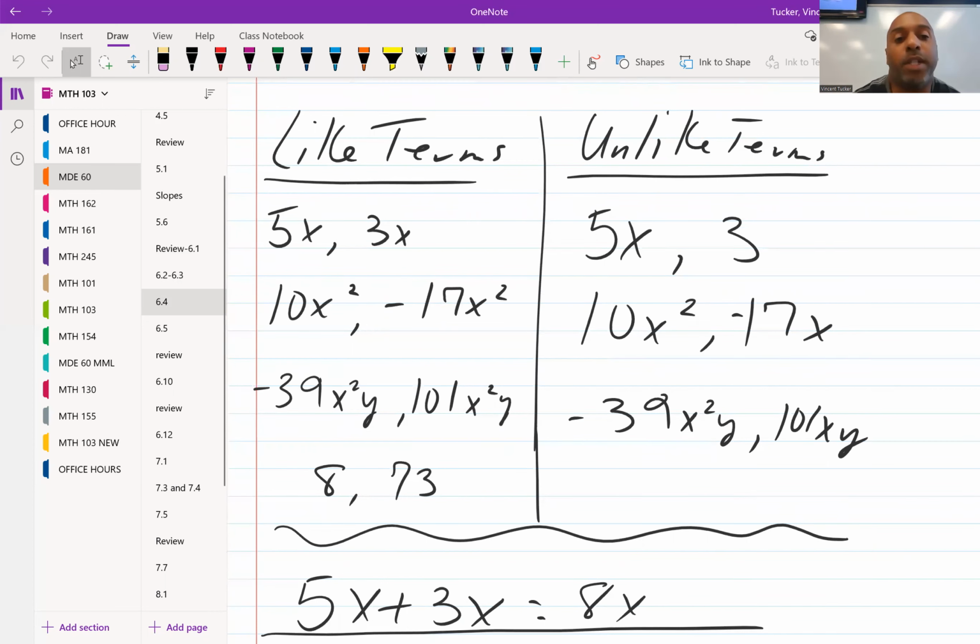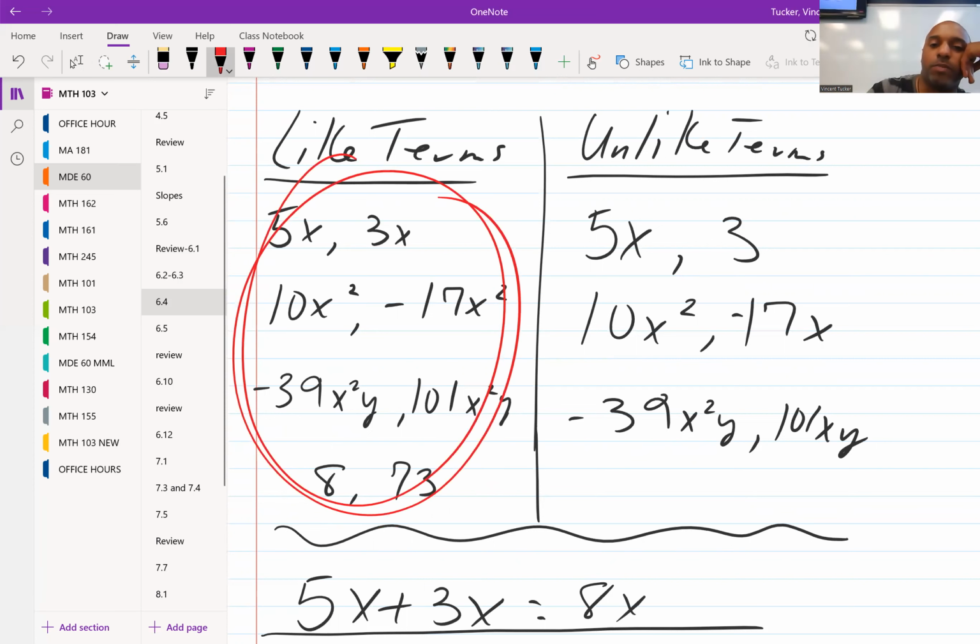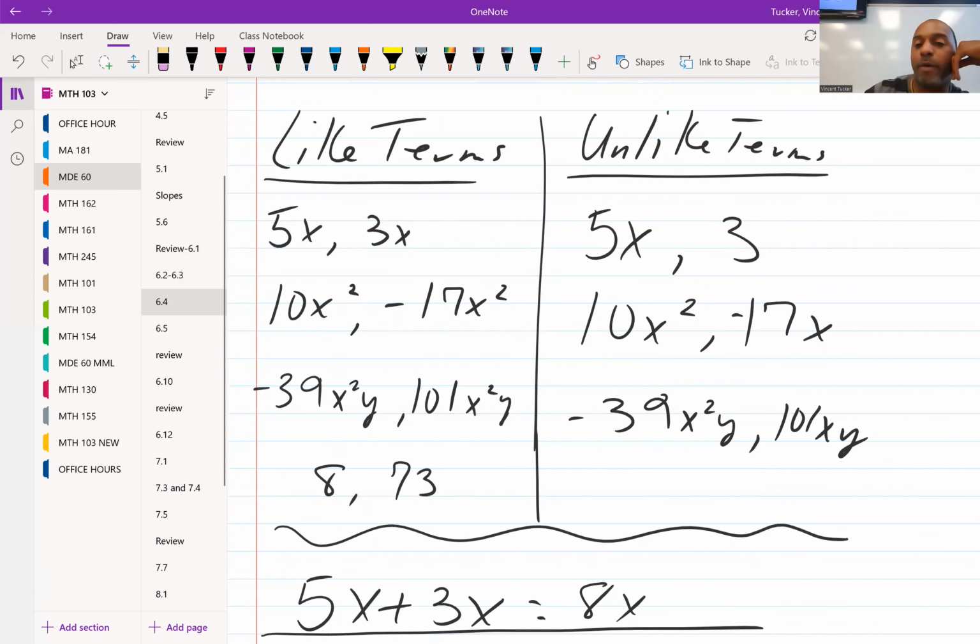So like terms, here we have 5x, 3x, negative 10x squared, negative 17x squared, negative 39x squared y, 101x squared y. And even regular numbers without any variables at all are considered like terms. Those numbers you normally add together anyway, but those are like terms. These are all examples of like terms. If anything's different with the variables, with the exponents, or anything attached to your numbers, they are considered unlike, and you cannot add them or subtract them from each other.